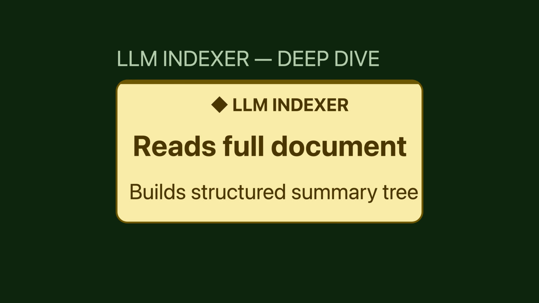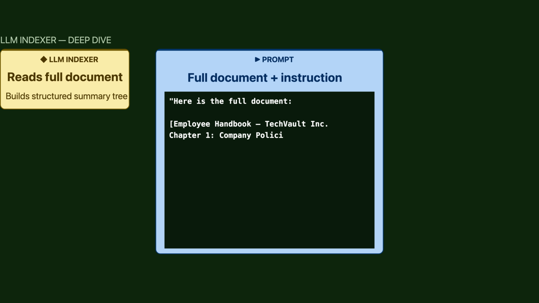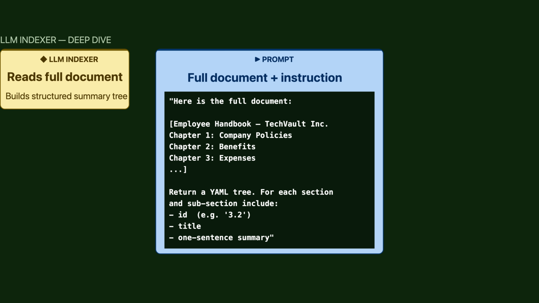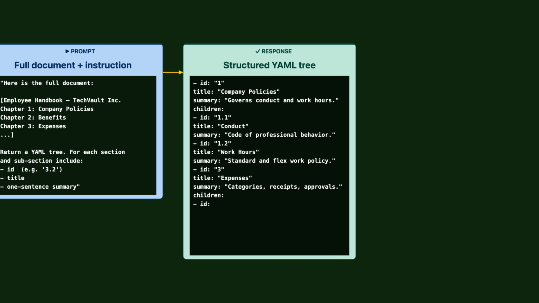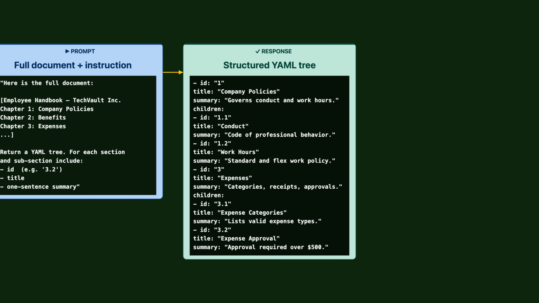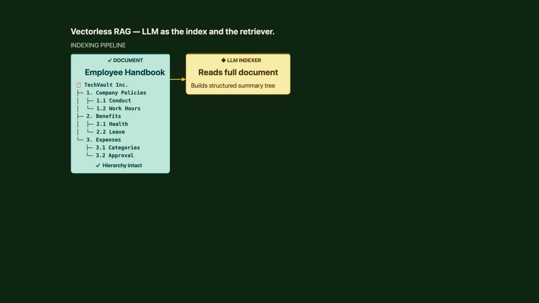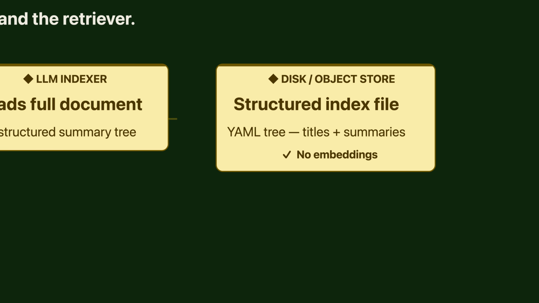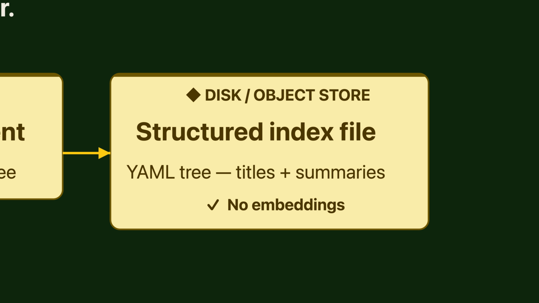The document is sent to the LLM with a prompt to return a YAML summary with IDs, titles, and one-sentence summaries for each section. In response back comes a structured YAML tree. Every section gets an ID, a title, and a one-sentence summary. This is the document that we will search in query to derive answers. Now coming back to our original flow, the returned result gets saved to disk, a plain file. No embedding model, no vector database.